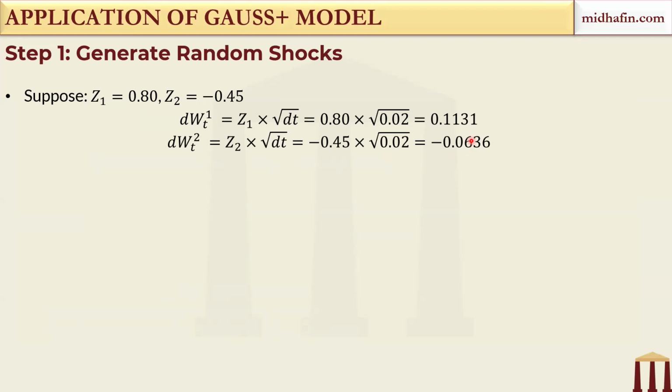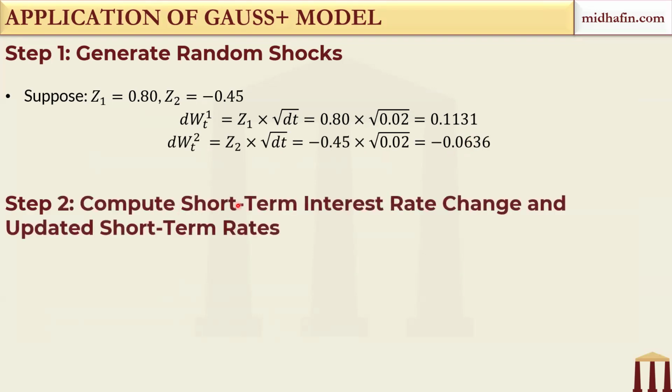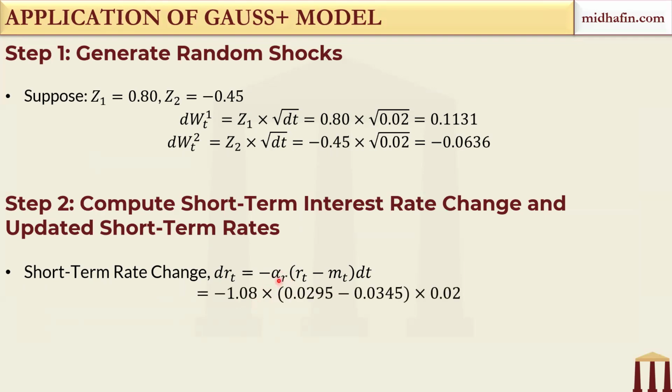Now moving on to step two, we calculate the change in the short-term interest rate and update it. We use the short-term change formula, the first formula that we did earlier, and plug in the assumed values for alpha r, the short-term interest rate, the medium-term interest rate, and 1 week. So this is the first step, and in the second step, you can see we get 0.000108. This is the change. Remember, this is dr, not r.